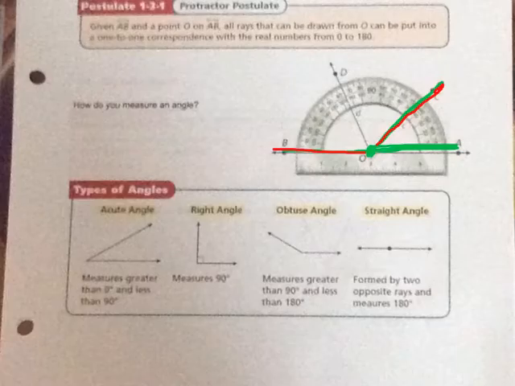Now, the types of angles. An acute angle is less than 90 degrees, a right angle is 90 degrees, an obtuse angle is greater than 90 but less than 180, and they've drawn an example there. And a straight angle is the same thing as a line, and it measures 180 degrees. Usually in geometry we're going to have a couple of angles, add angle 1, angle 2, and angle 3, and say that they equal 180. We're going to do that a lot this year.